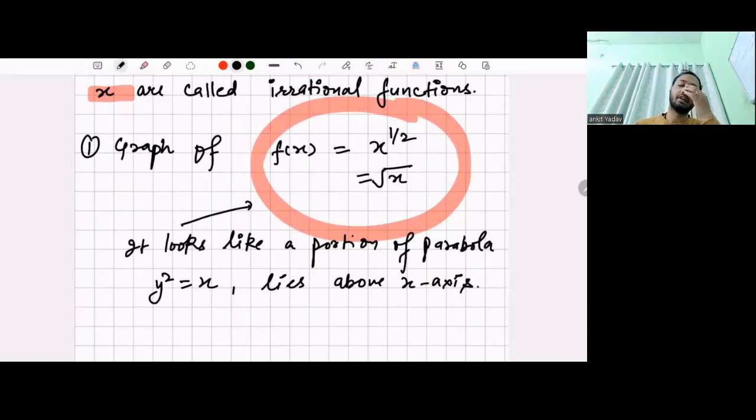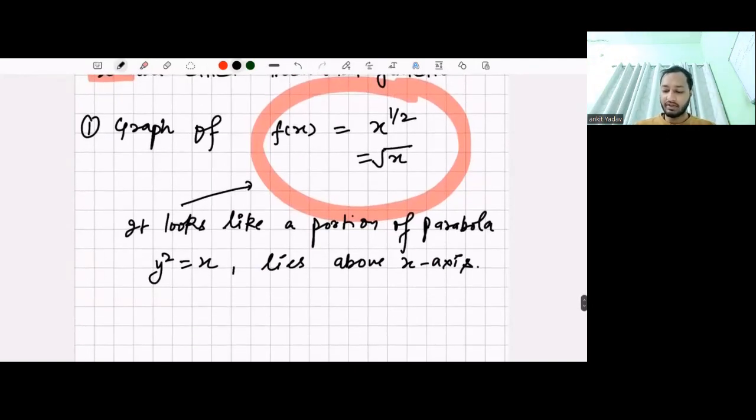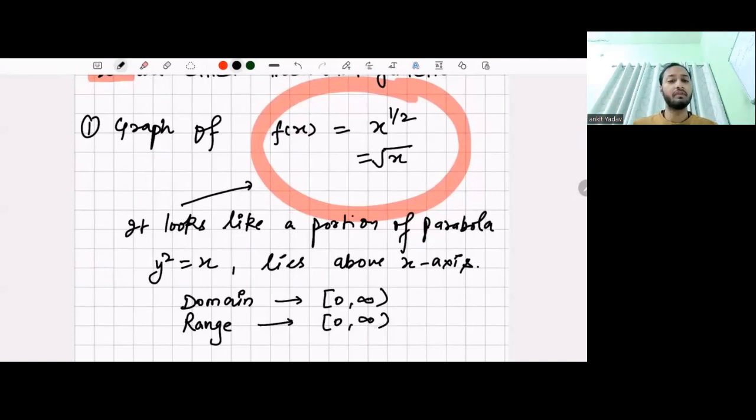इसका डोमेन देखेंगे, रेंज देखेंगे. इसका डोमेन क्या होगा? Domain of this function would be from 0 to infinity. नेगेटिव वैल्यूज तो पुट नहीं कर सकते हैं, नेगेटिव वैल्यूज पुट करेंगे रूट के अंदर, then it will become imaginary. रेंज would be again from 0 to infinity.